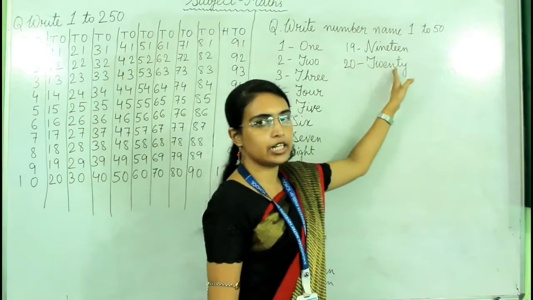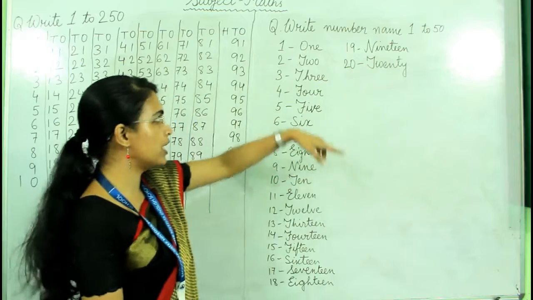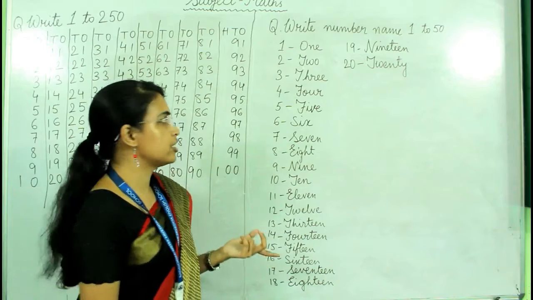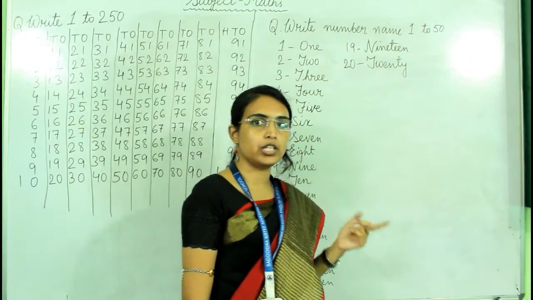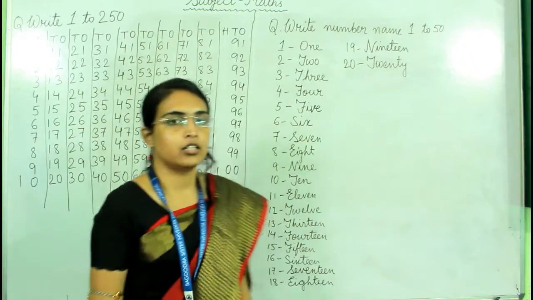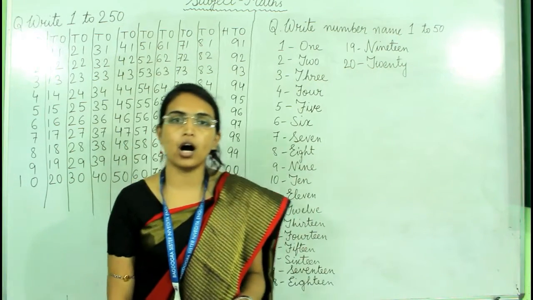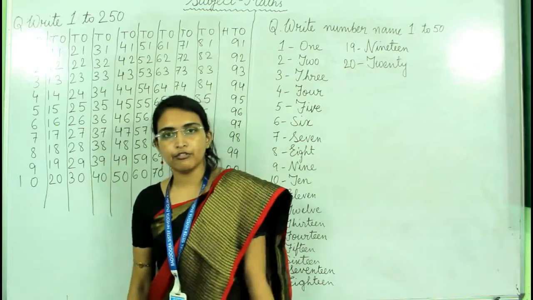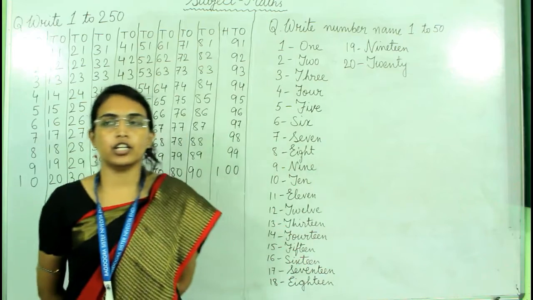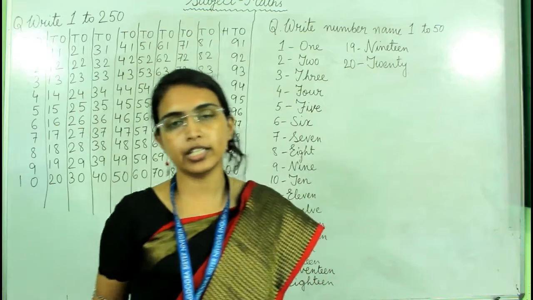T-W-E-N-T-Y, 20. With this 20 you have to write the spelling of 1, O-N-E, 1. Then 22, T-W-E-N-T-Y, 20, T-W-O, 22. Then 23, T-W-E-N-T-Y, 20, T-H-R-E-E, 23. Then 24, T-W-E-N-T-Y, 20, F-O-U-R, 24. Then 25, T-W-E-N-T-Y, 20, F-I-V-E, 25.